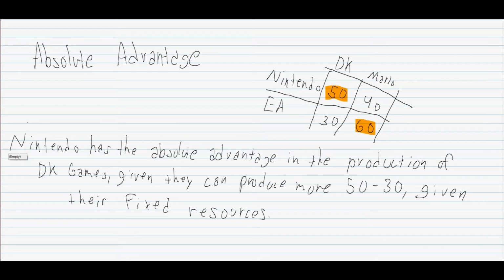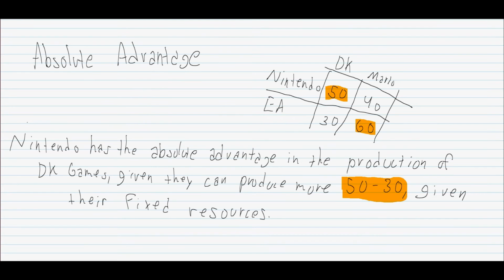So that's how you write out absolute advantage. This is where you're going to put your actual information, your data from the chart, and just don't forget to put that little last bit, given their fixed resources, and that's all you have to do for the sentence. But usually you won't get a chart like that. You're going to get a graph. So let me show you what that graph is going to look like.